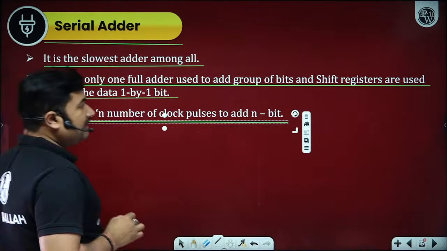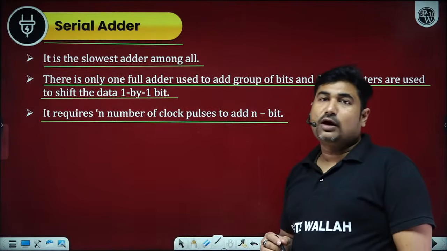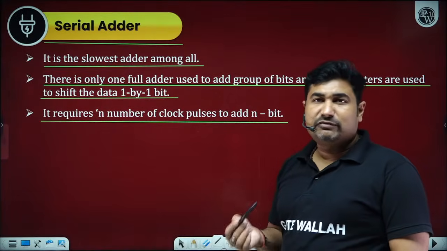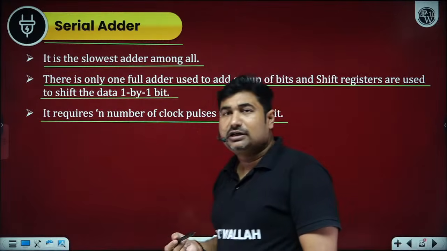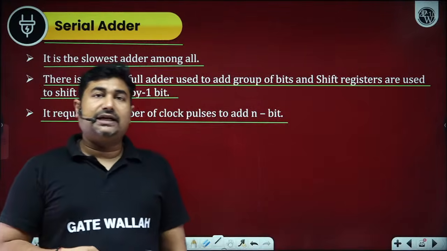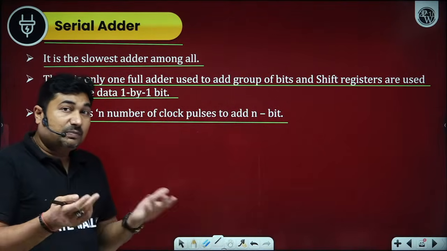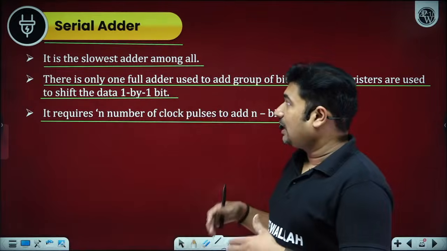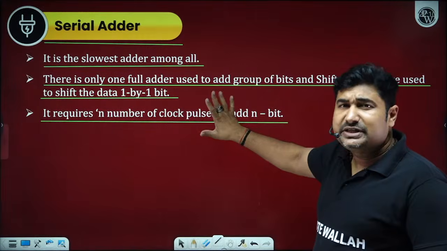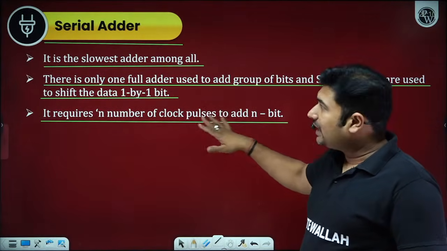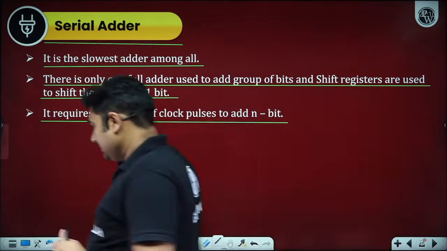It requires n number of clock pulses to add n bits. So if we have to perform 4-bit addition, it requires 4 clock pulses. If we have to perform addition of 10-bit numbers, it requires 10 clock pulses. If you don't know what clock pulses are, what a register is, or how a 1 by 1 bit shift operation is done, need not worry, just note down up to this part. The rest we are going to understand in the registers topic.